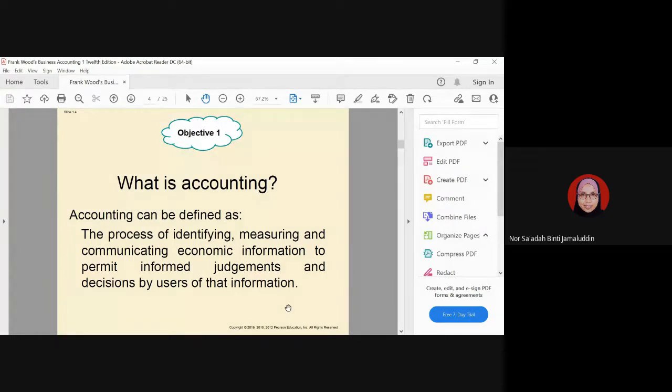So you cannot replace identifying with communicating, and you also cannot replace the measuring process with identifying. So you must follow the process exactly. You must follow the identifying process, followed by the measuring process, and lastly the communicating process. So process by process, at the end you should be able to prepare the financial statement.